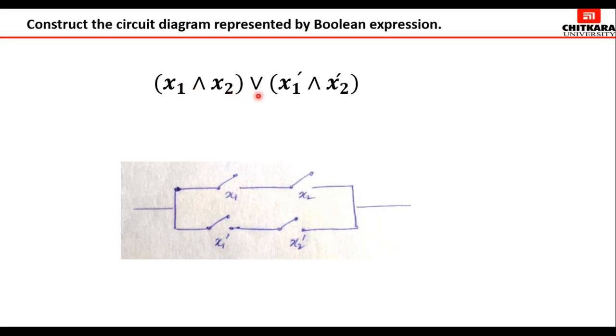And then this part and this part have been combined with the OR operator. That means they are connected in parallel. So you can see that these two series combinations have been put in parallel. And this is how the circuit diagram looks. So I hope I could explain it.